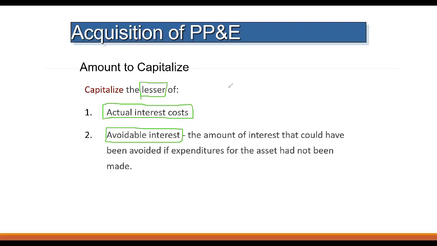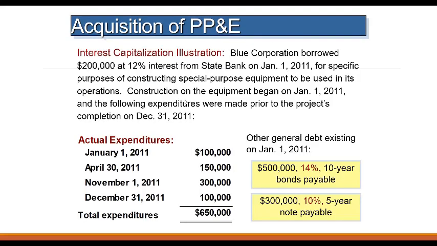Let's get a numerical example in order to find out what we mean by the amount to capitalize. Actually, this is a practical question saying that Blue Corporation borrowed 200,000 at 12% interest from a state bank on January 1, 2011 for the specific purpose of constructing special purpose equipment to be used in its operation. Construction on the equipment began on January 1st, 2011, and the following expenditures were made prior to the project's completion on December 31, 2011.